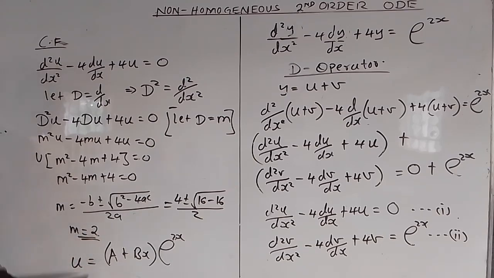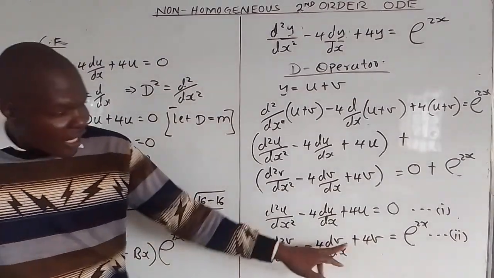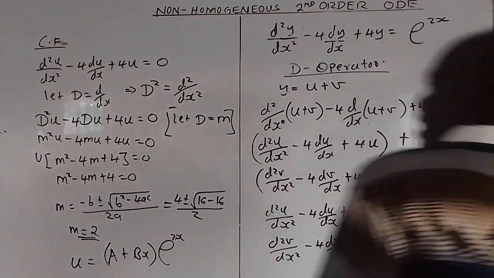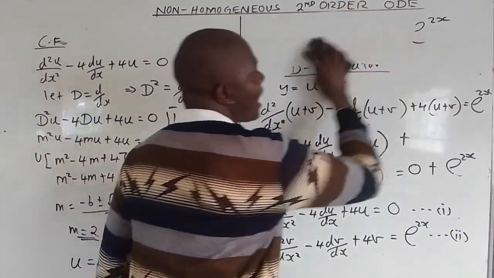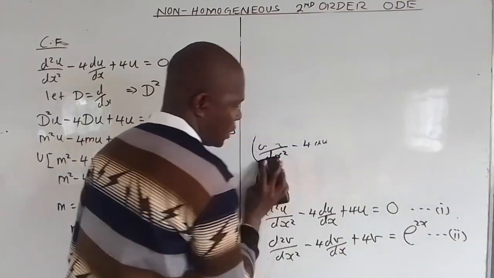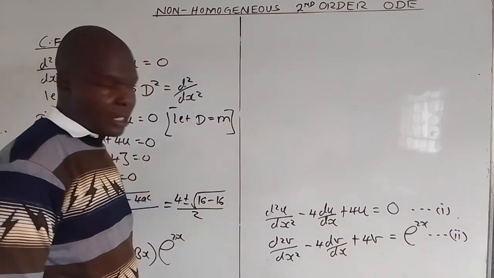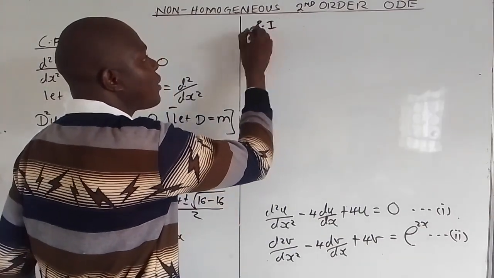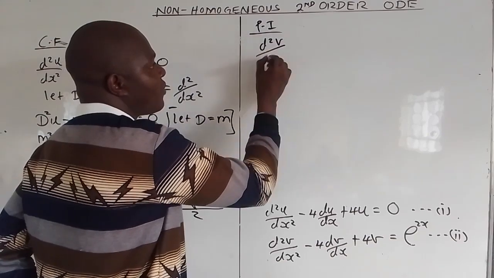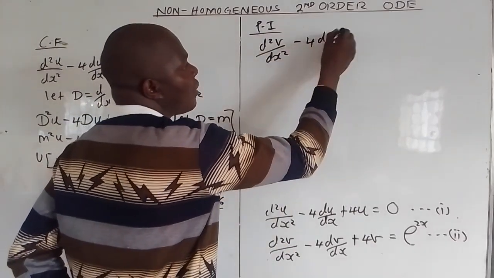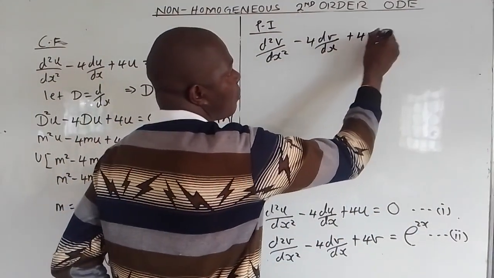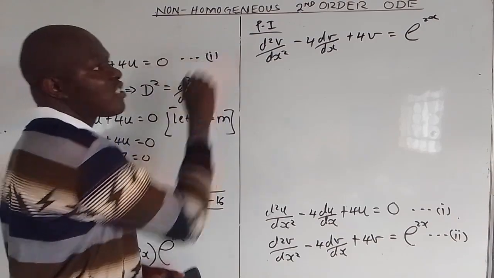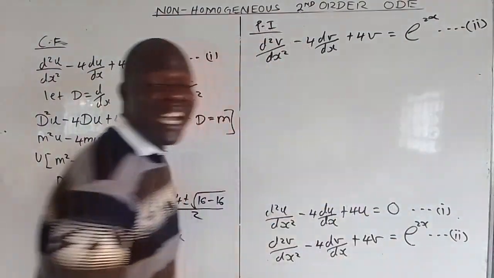Are we together? Good. Now, after getting the complementary function, we now want to get the particular integral. Are you seeing what we now want? So how do we get this particular integral? We have the complementary function here, so let us come here and write the particular integral. So equation 2 is where we are going to get the particular integral, isn't it? d squared v over dx squared minus 4 dv over dx plus 4v is equal to exponential 2x. This was equation 1 giving us the complementary function, and this is equation 2 giving us the particular integral, isn't it?